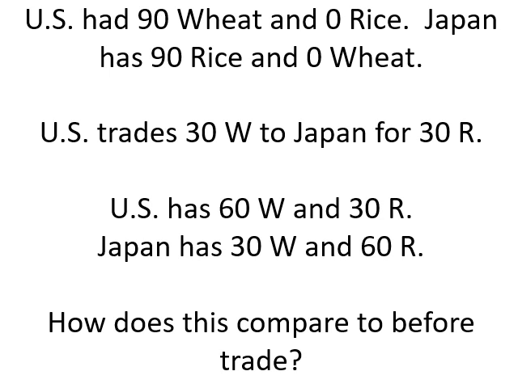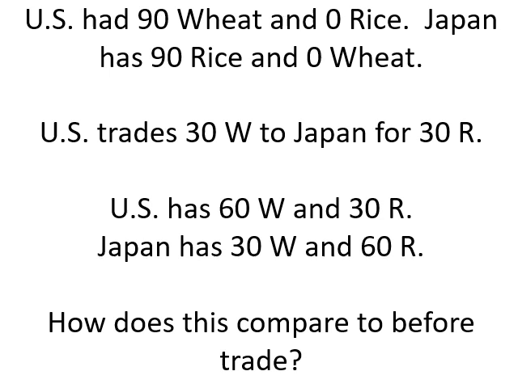The U.S. grew 90. They just traded 30 wheat away to Japan, so they have 60 left. And they're getting 30 rice from Japan. So they have that 30. So the U.S. has 60 wheat and 30 rice.